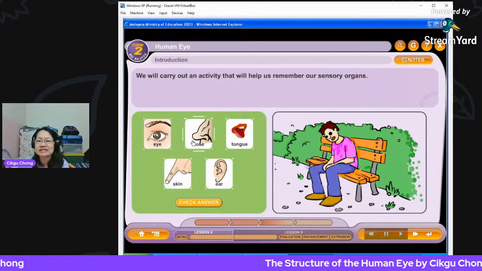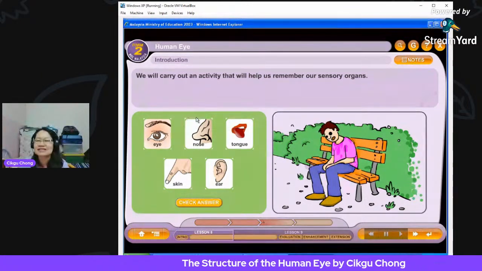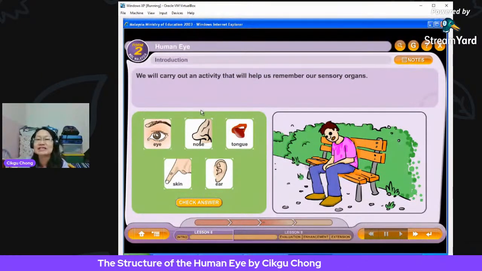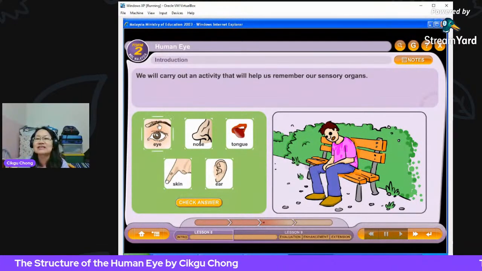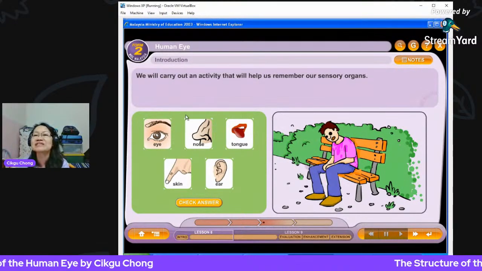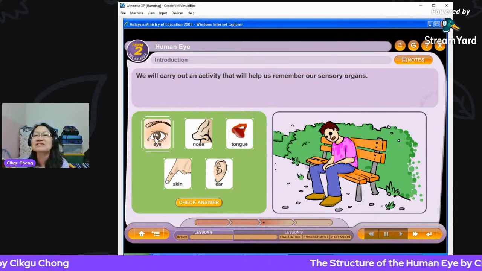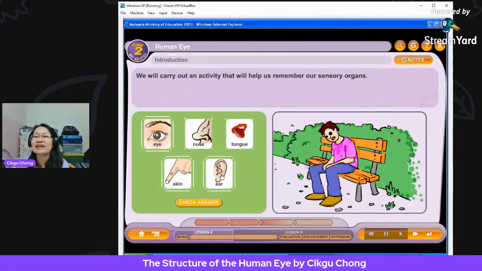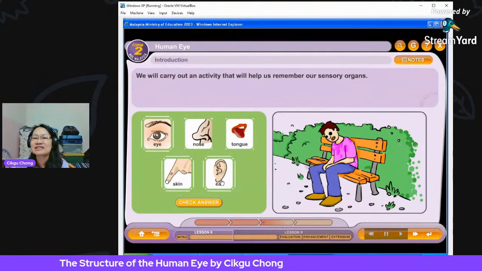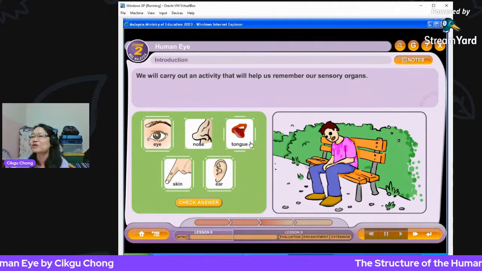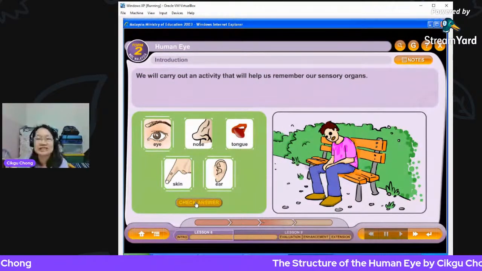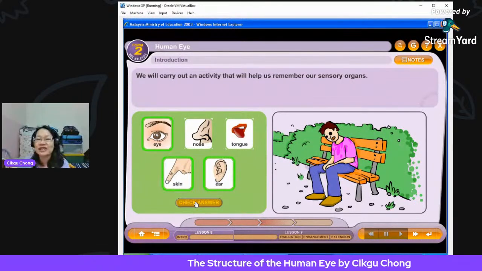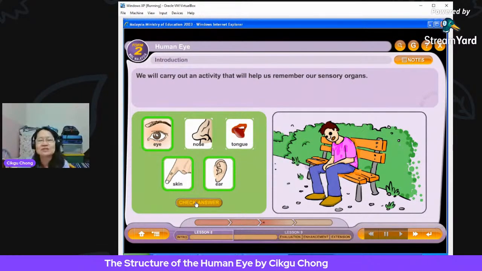All right, let me check and see any answer here. Anyone to answer anything? Okay, skin. I can see something already. Skin, ear, eye, ear, skin, ear, eye, skin. All right, ear, eye, and skin. Don't have tongue, don't have nose. Let me check the answer. Correct. Yes, you're right.